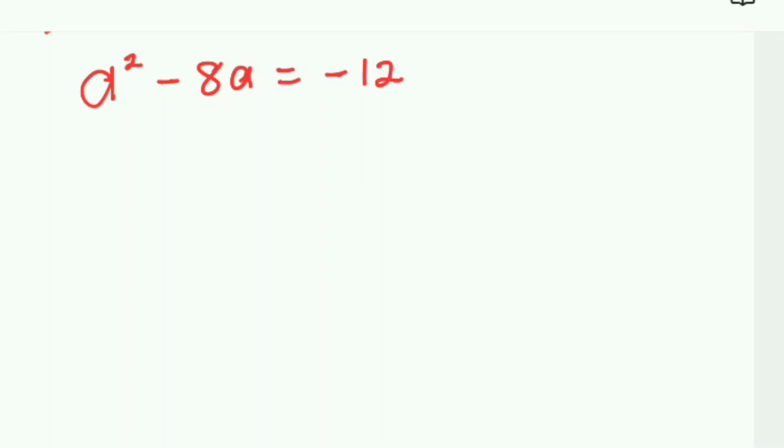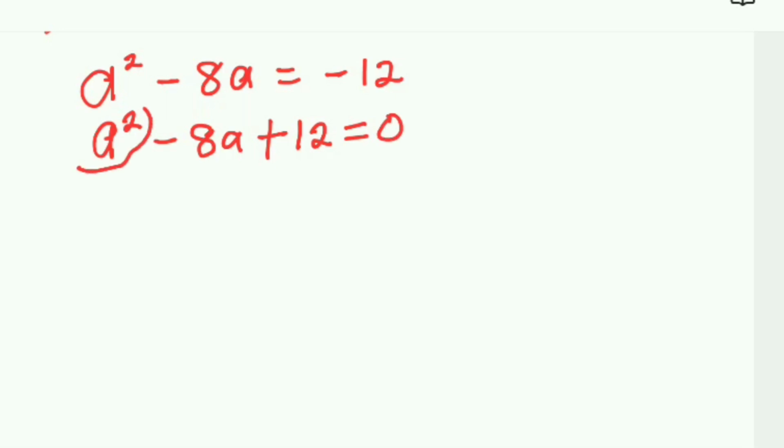a squared minus 8a equals minus 12. We're solving this using the factorization method. And so the first thing to do is to rearrange such that the equation is equal to 0. So this is a squared minus 8a. This is minus 12. When you take it to the left hand side, it becomes plus 12 equals 0.